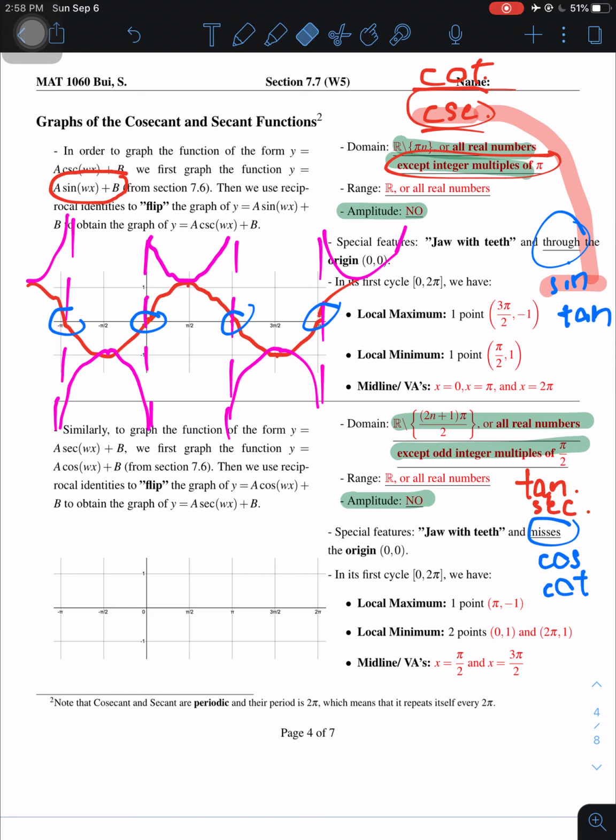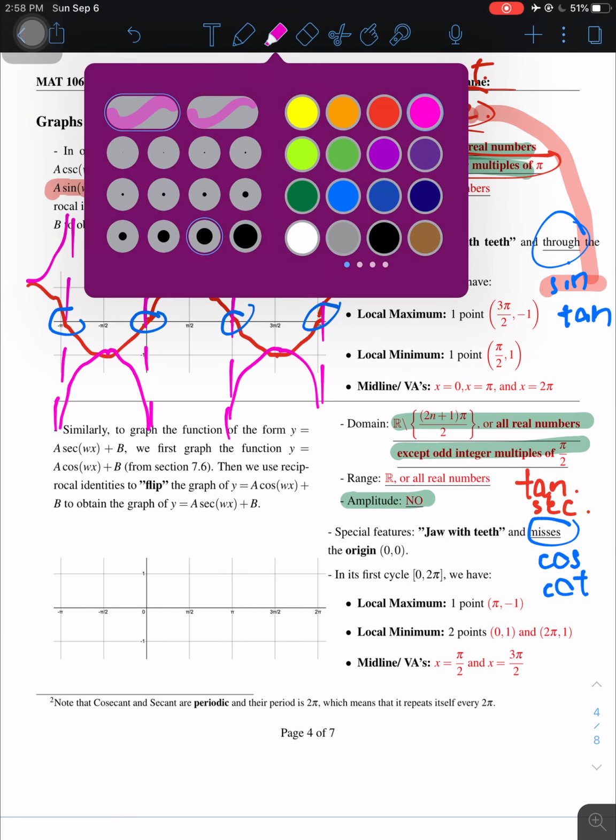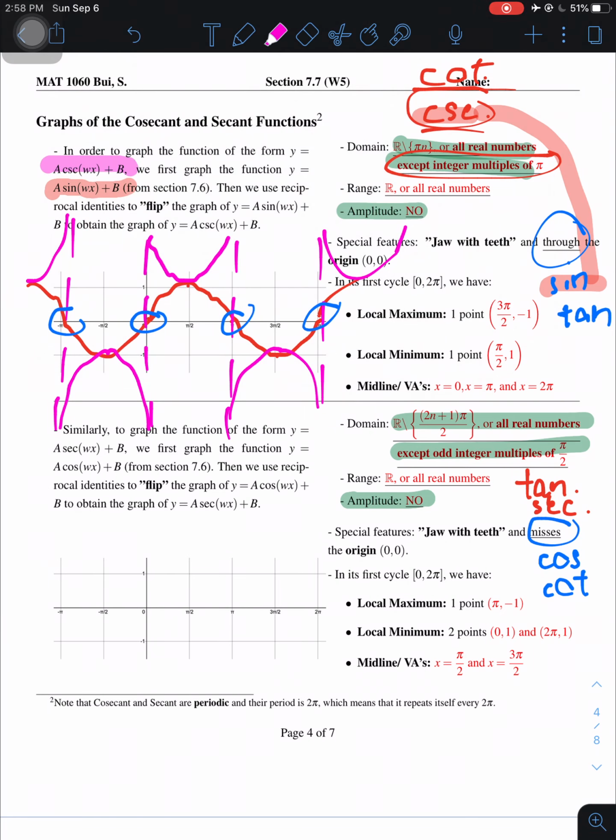Okay, so here, let me just erase this mark, and instead I'm gonna put this one in red because this one is a red function, I mean red graph, and then the pink one is the graph of cosecant. Okay, here if you want to get everything down like that. Okay, so let's talk about the old features like we had before. Special feature is like a jaw of teeth. If you know this, this is your upper jaw, orange, these are your upper jaws, and then these are your lower jaws. Okay, and then it passes through the origin. If you notice, wait, does it?